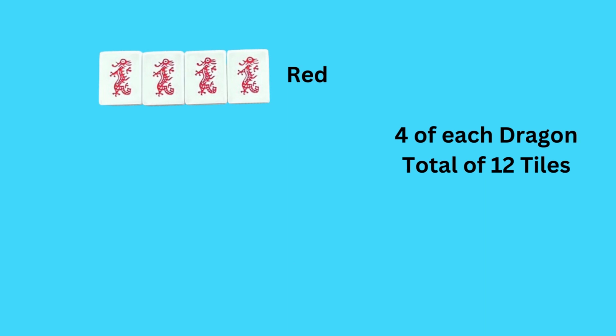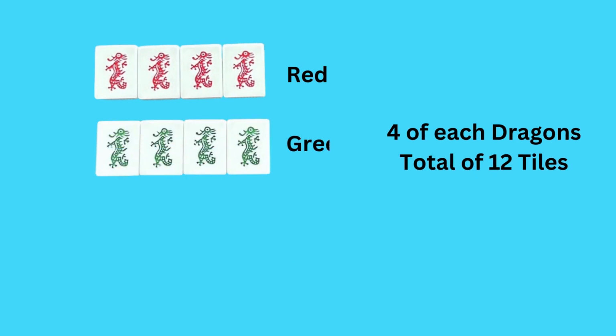Now we go on and learn about our dragon tiles. The first here are our reds, and they look very much like a red dragon. We have 4 of each of these.